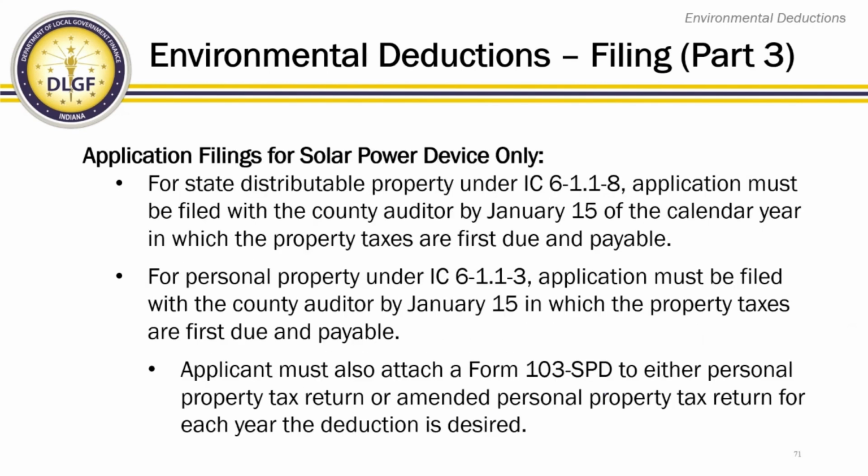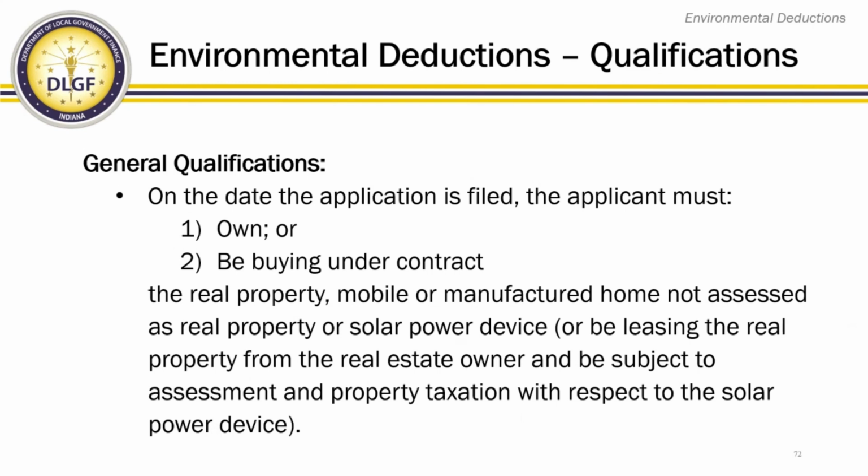So application filings for the solar power device, again, is slightly different from the other ones in the sense that there is also a Form 103 SPD that would include personal property or an amended personal property return based on that specific environmental property type.